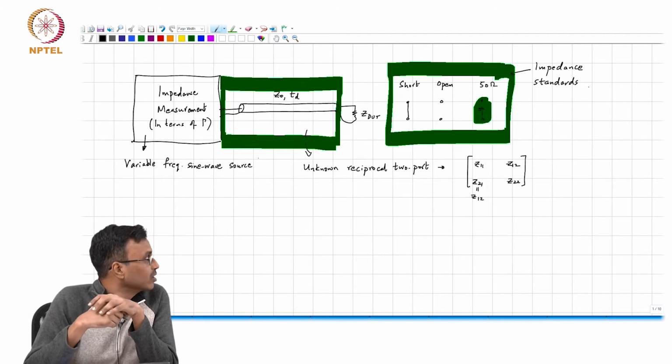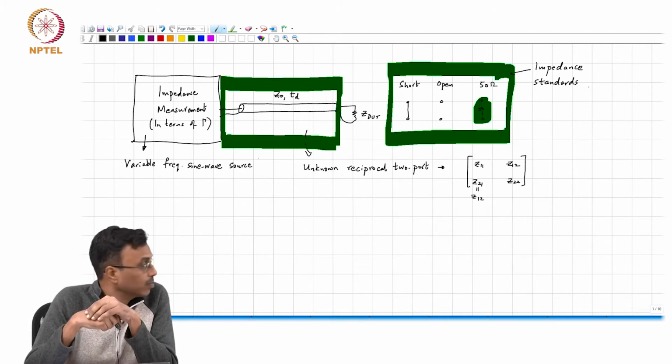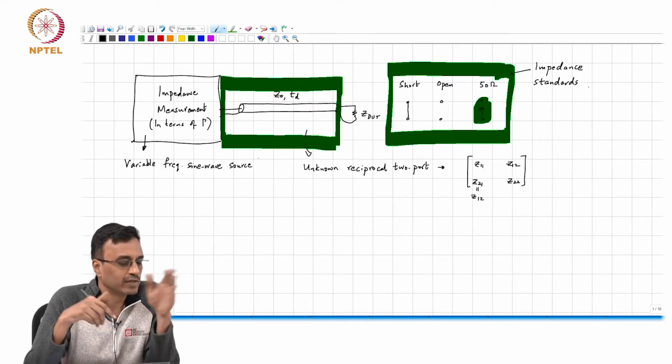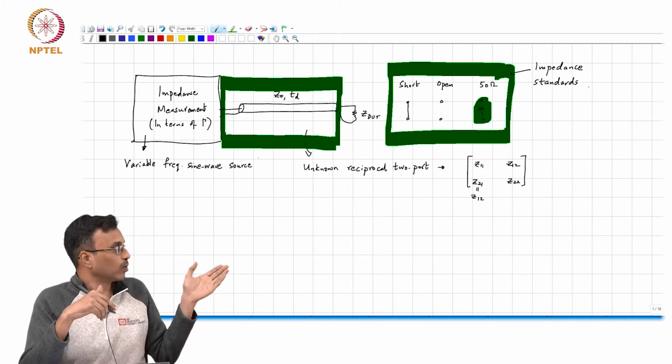And all this comes packaged with a Windows operating system and a nice GUI, so that you can press a button and it does all the stuff that is needed for you. It will sweep. So the measurement process is as follows.